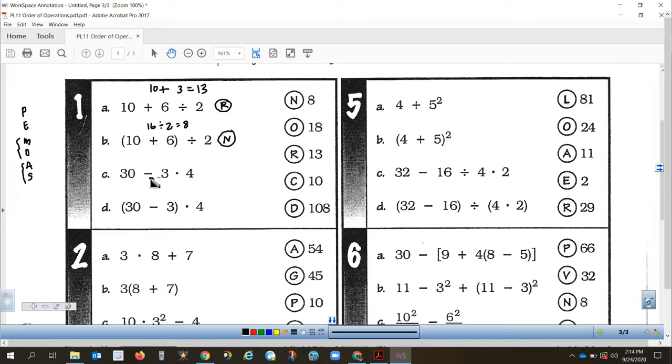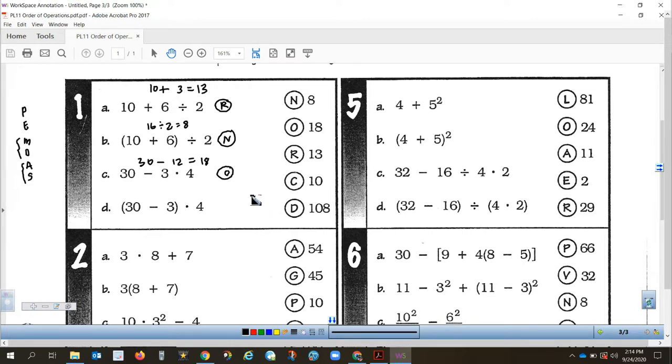All right, again, I have subtraction and multiplication. If I come over here, subtraction is way down here, okay? Multiplication comes before it. So I'm going to do 3 times 4 is 12, and then I'm going to do 30 minus 12, and I'm going to get, let's see, 30 take away 10 would be 20, take away 2 is 18, and I'm happy because that's one of my choices, makes me feel a little better. So that one is O.